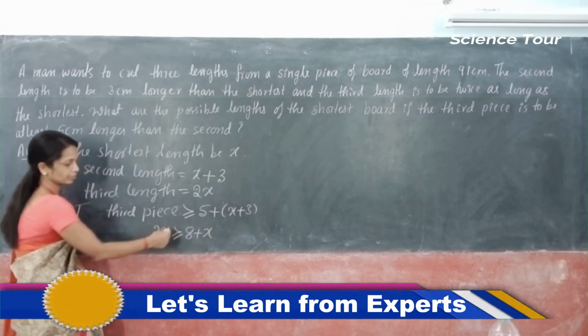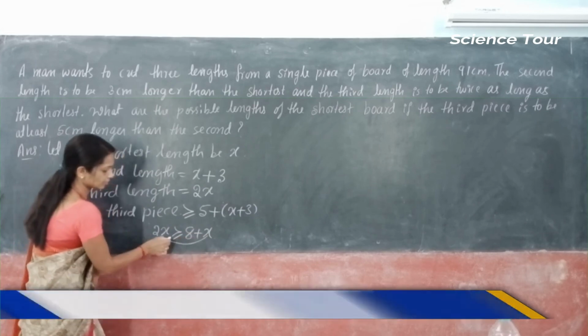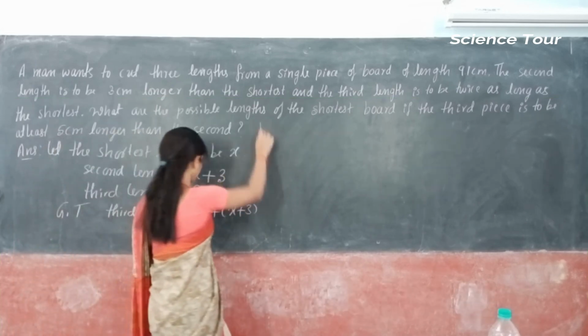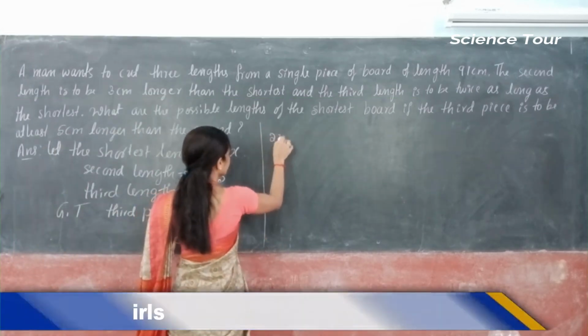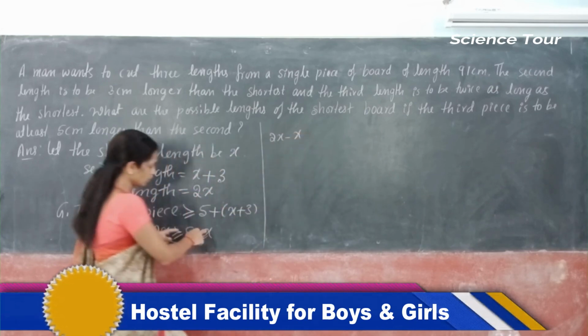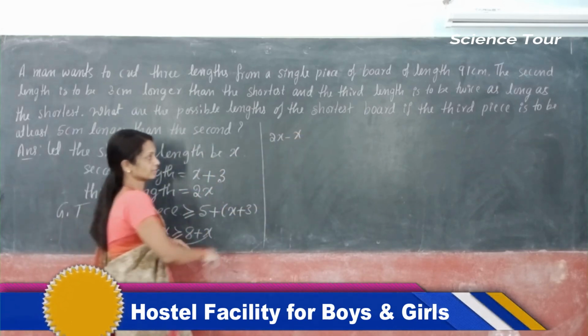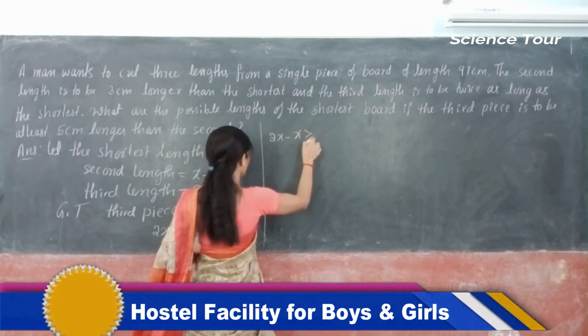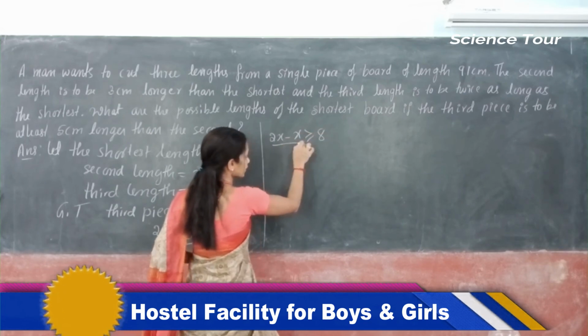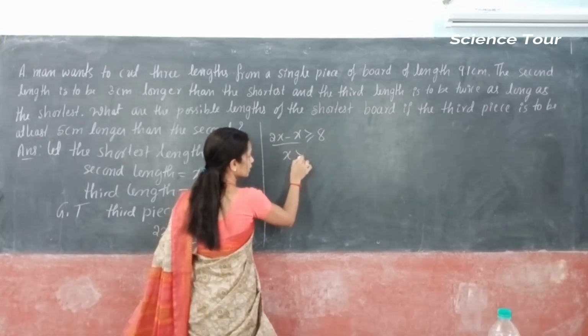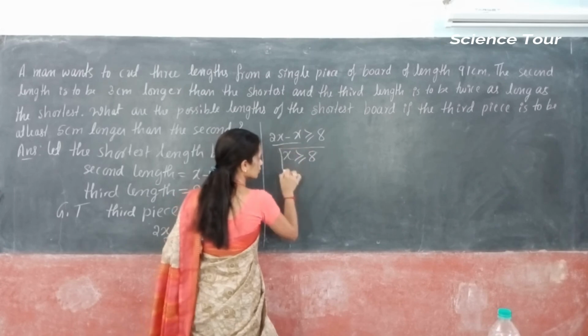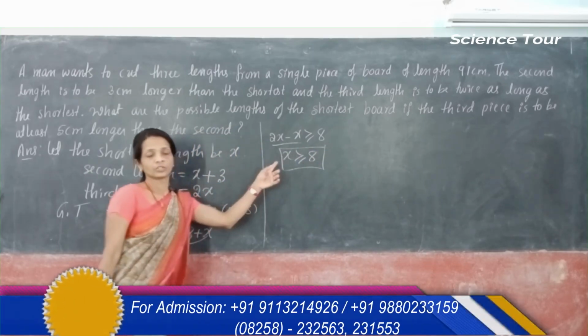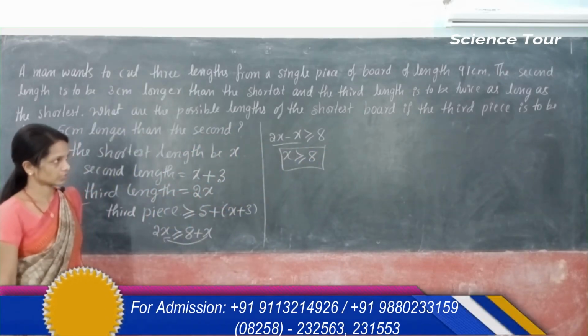Okay, and you take this one on the left side. So then what we get? 2x already there on the left. With that x we shift to this side as a minus x, and greater than or equal to 8. 2x minus x, what is that? x, that is greater than or equal to 8. So this is one condition for the shortest length, shortest piece.